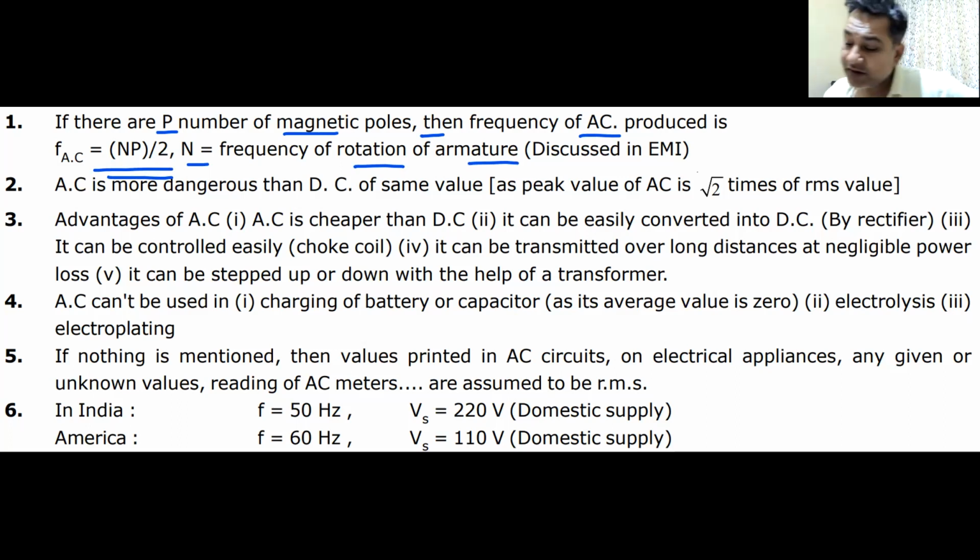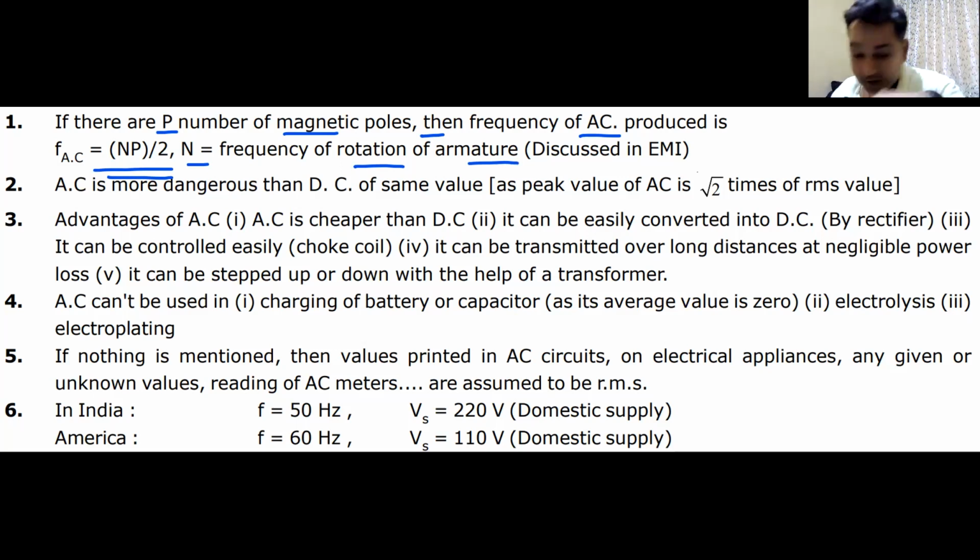You should not forget it. Can you remember this formula, Np by 2? Armature is nothing but the current carrying coil that is moving in a magnetic field. That current carrying coil is the armature. We understand this?